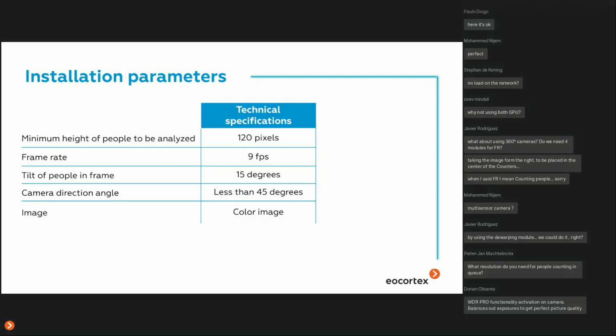Oh, I see a very nice question. WDR Pro functionality activation on camera balances out exposures to get perfect picture quality. I have to tell you something. We've actually faced that kind of cameras while working on face recognition, and what we have discovered is that even though the image looks cleaner and the exposure becomes better when you turn that feature on, there's a downside to that, because it requires more processing power to run. Some cameras just cannot handle it straight up.